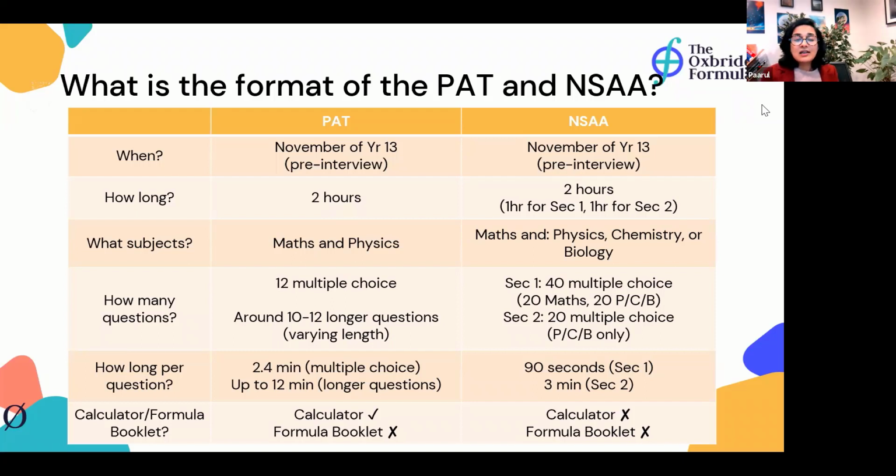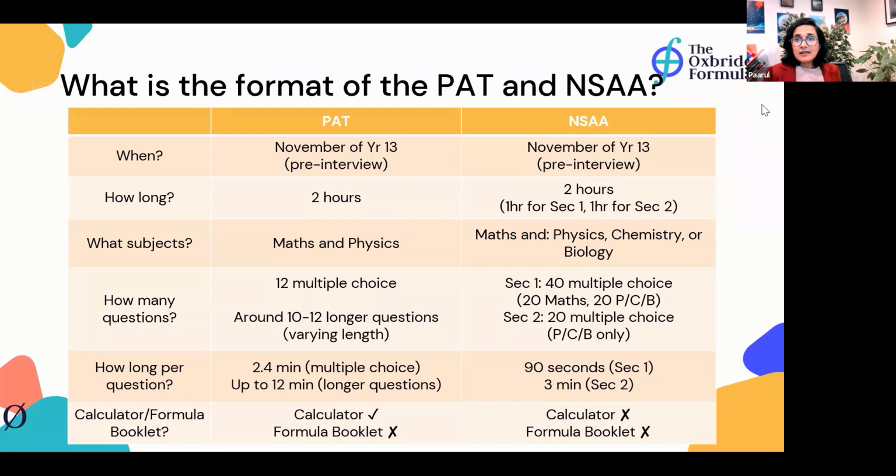How many questions? The PAT normally consists of 24 to 26 questions, around 12 multiple choice, and around 10 to 14 longer questions, which vary in length. So you can have questions from 2 markers in the PAT all the way up to a 12-mark question. In the NSAA, section 1 has 40 multiple choice questions. You have to do all 20 maths questions. And then you have a choice of whether you do physics, chemistry, or biology, and you sit 20 of those, as there are 20 of each.